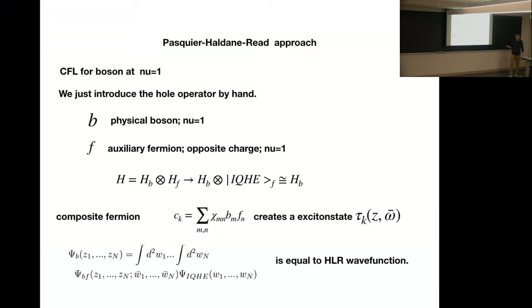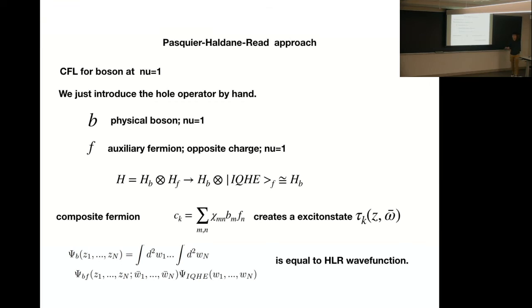Yeah, our experiment, of course. So the first thing I know, there's another approach to introduce composite fermions in quantum Hall systems. This is called the Pasquier-Haldane approach. This approach is not well known, so I guess only a few people in the world know it. Fortunately, I belong to this approach. They are trying to understand the composite Fermi liquid of bosons at ν equal to 1, and they wanted to describe it completely in the lowest Landau level.